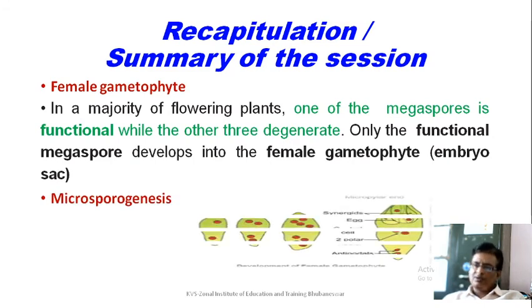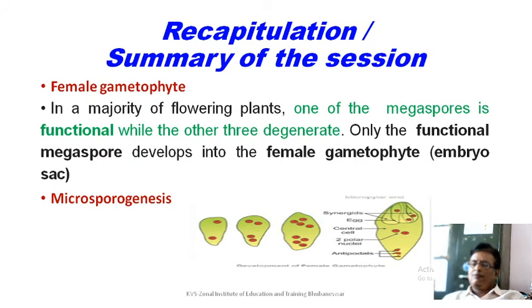What is megagametogenesis? It is the formation of the embryo sac from that one haploid megaspore cell by repeated mitosis 3 times. Initially it is nuclear division, free nuclear, followed by aggregation of the cytoplasm to produce the cells.